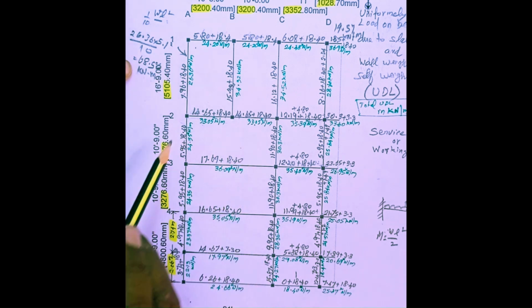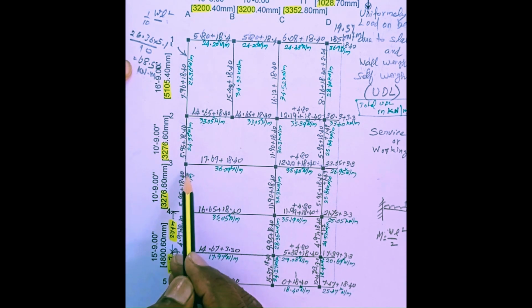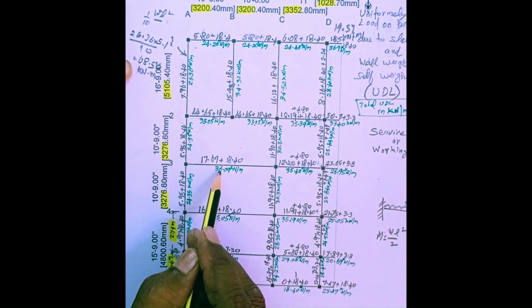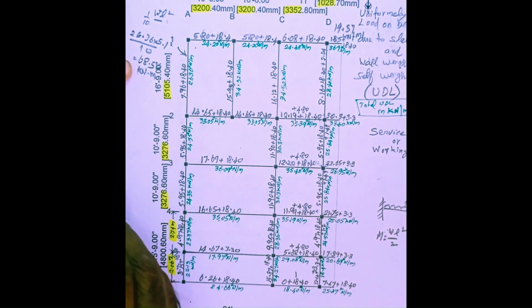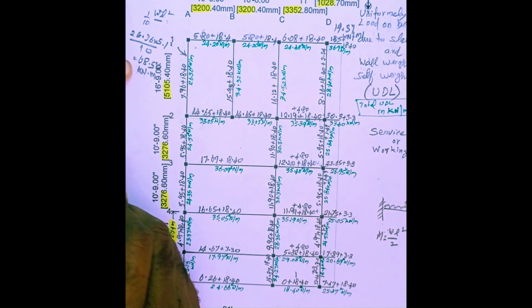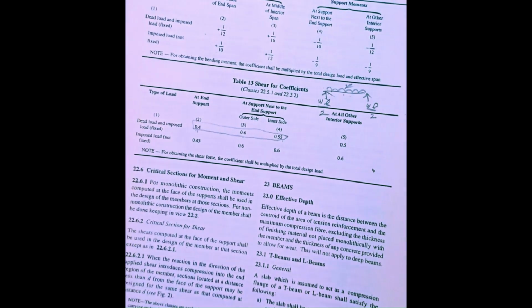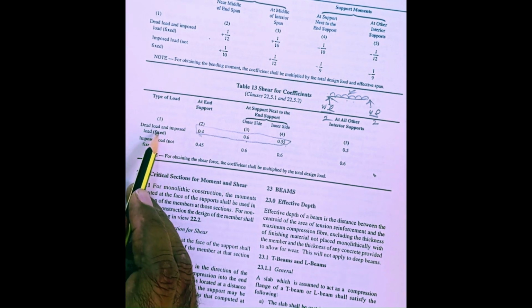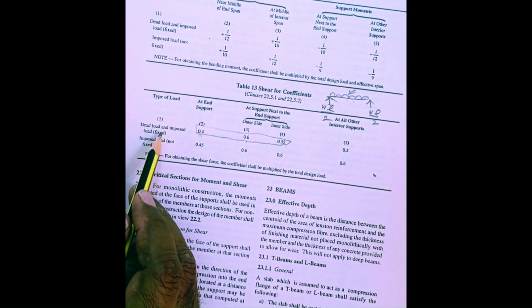What about this? Supposing we take this beam. If you take this beam, the UDL is 36.09. The end reaction we have already taken as WL into 0.4. We have already calculated this is 0.4. See here, this is 0.4 for end support due to dead load, imposed load, fixed.